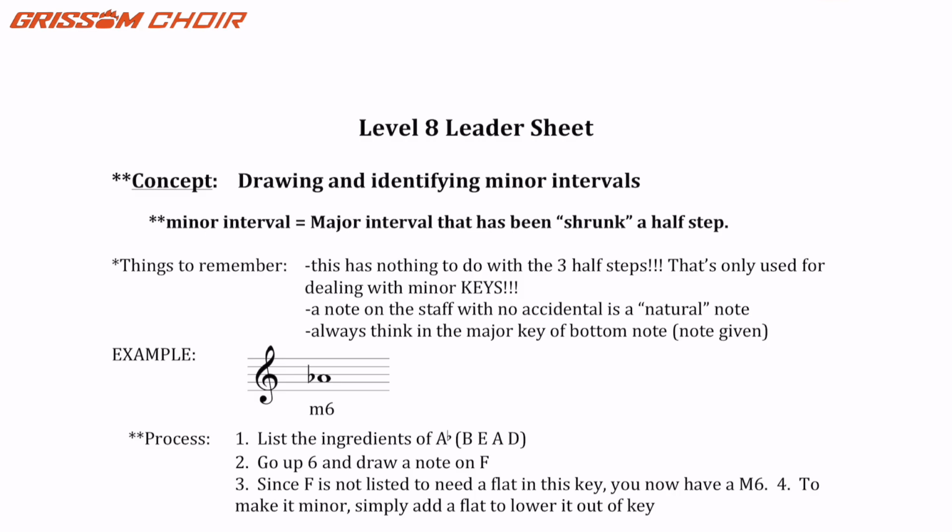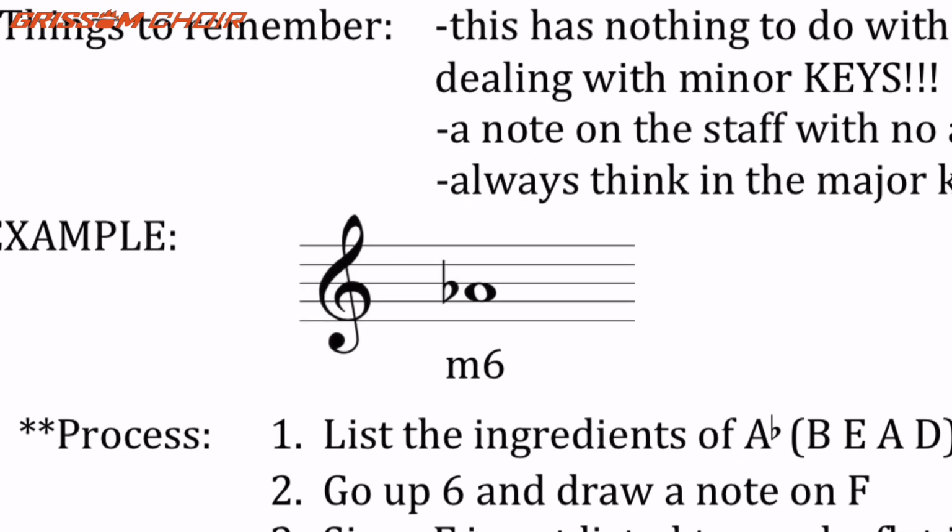Remember that a note on the staff with no accidentals is called a natural note. And always think like you are in the major key of the bottom note, the note that is given. Let's take a look at this first example.